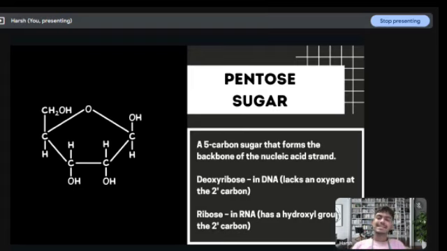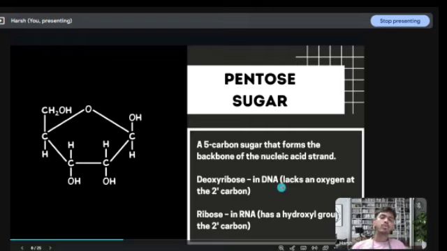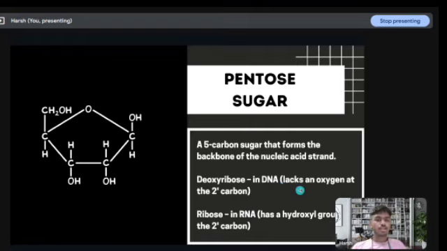The sugar which is present inside the DNA will be deoxyribose sugar, right? So this deoxyribose sugar lacks an oxygen at the second carbon. At the 2 prime carbon, it is going to lack an oxygen. While in the RNA, where we have ribose sugar, it will have a hydroxyl group, that is an OH group at the second carbon. So in DNA, oxygen is lacking at the second carbon, and in RNA, an OH group is situated at the second carbon of the pentose sugar.